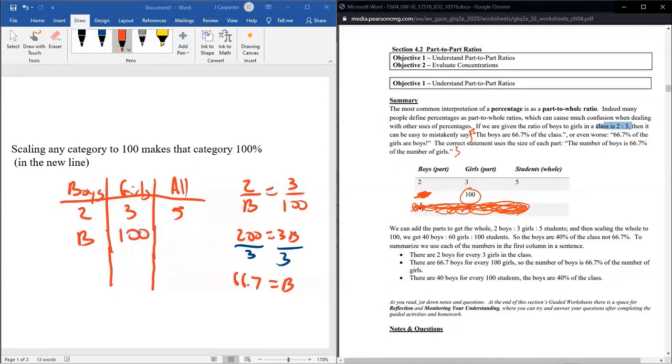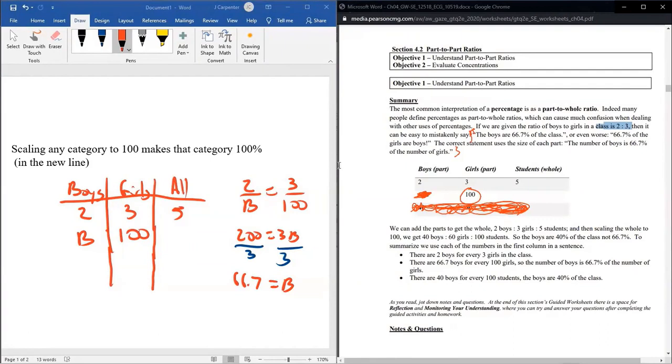So what is really happening here? Again, we're talking about just comparing the boys to girls, but we're not saying this percentage of boys are girls. We're just talking about the size of the population. That if we're calling the girls 100%, boys would be 66.7% in comparison to that. So the correct statement is the number of boys is 66.7% of the number of girls. So if there were 100 girls, there'd be 66.7 boys. The number of boys would be 66.7% of the number of girls.